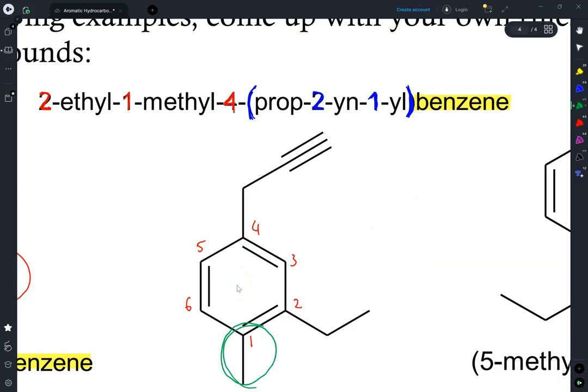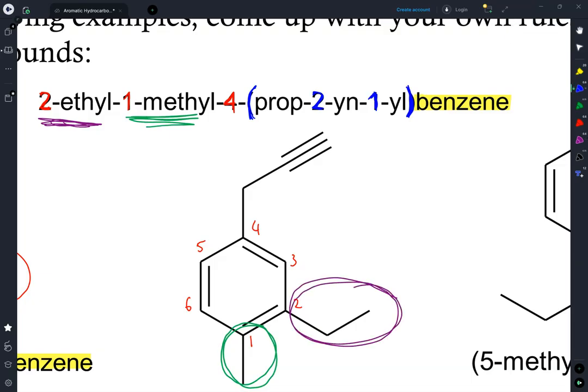On the number 1 carbon, we have a methyl branch. On the number 2 carbon, we have an ethyl branch. While on the number 4 carbon, we have a bracketed area to show the reader that there is going to be a new numbering system here. But why do we need a new numbering system?